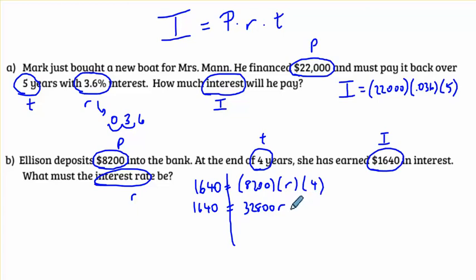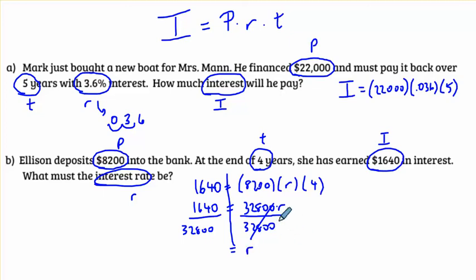This is a one-step equation. We want the R by itself. We know that right now, 32,800 is being multiplied, and so in order to get rid of that, we will divide. So we're going to divide both sides by 32,800. So these go away, and I'm going to let you do the rest.